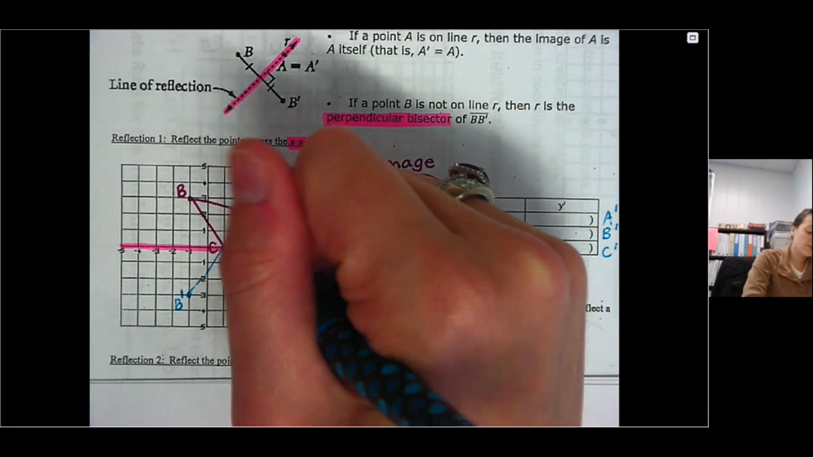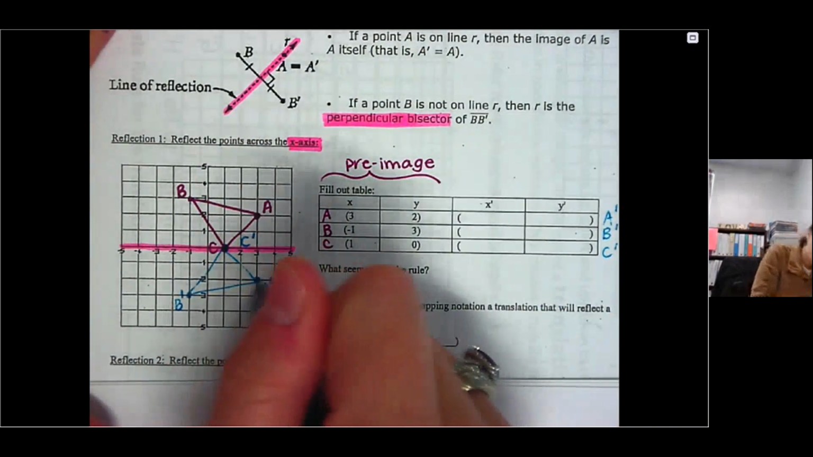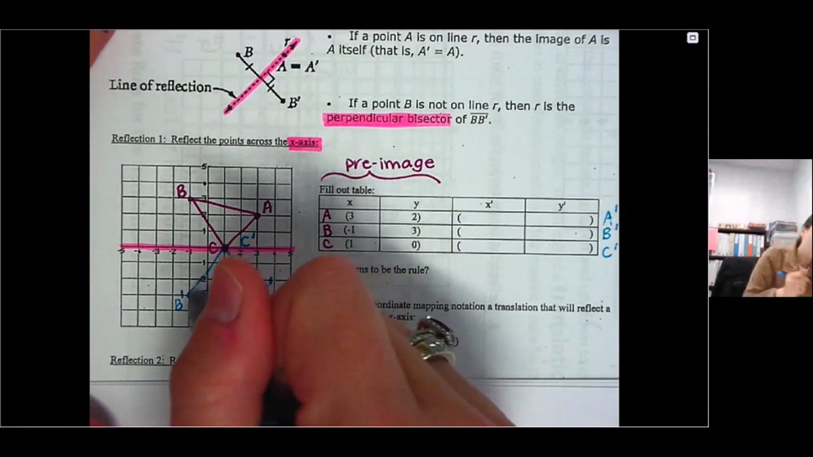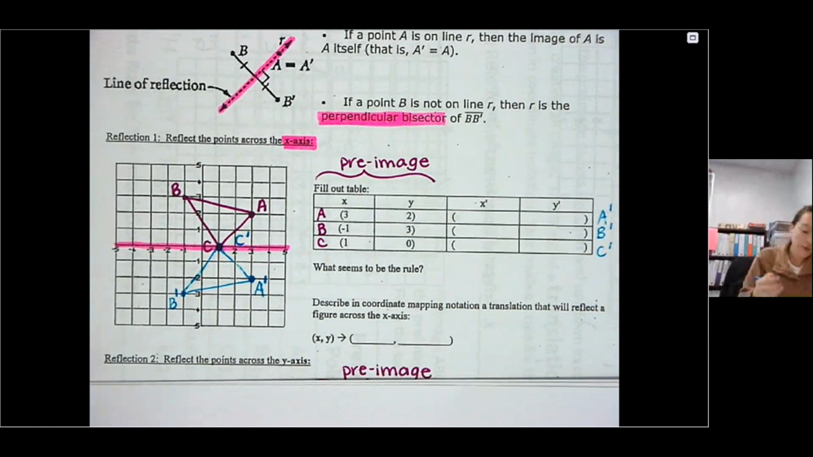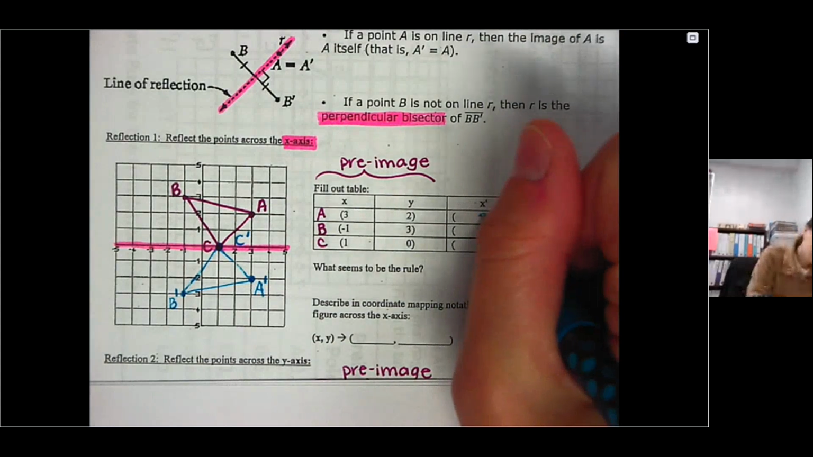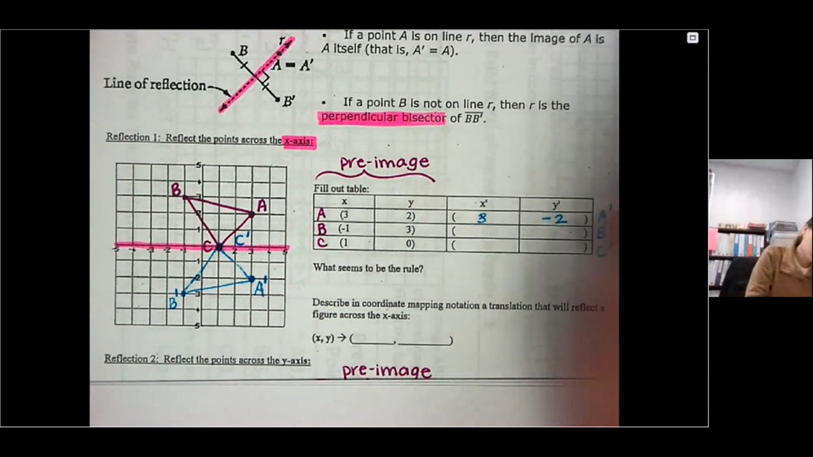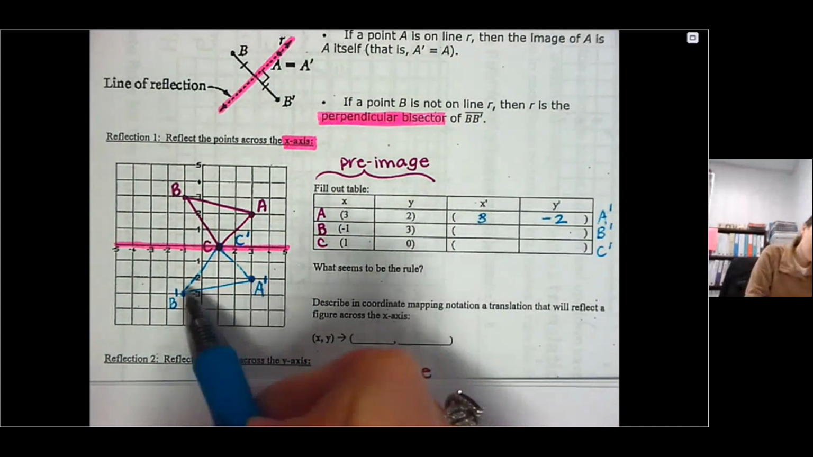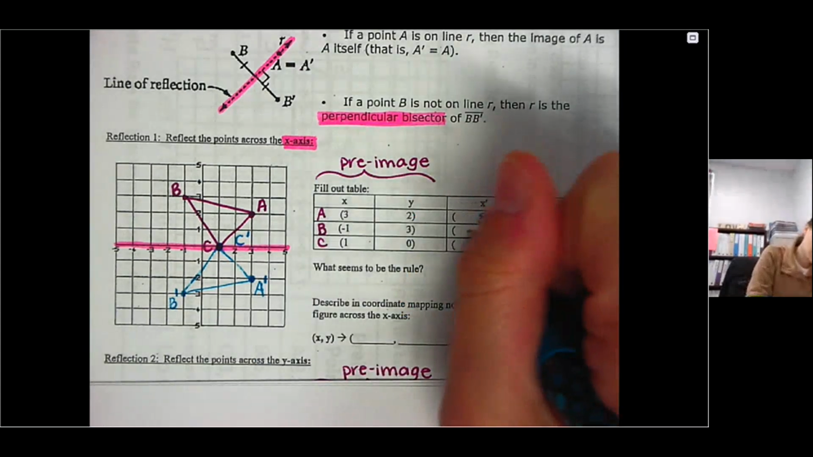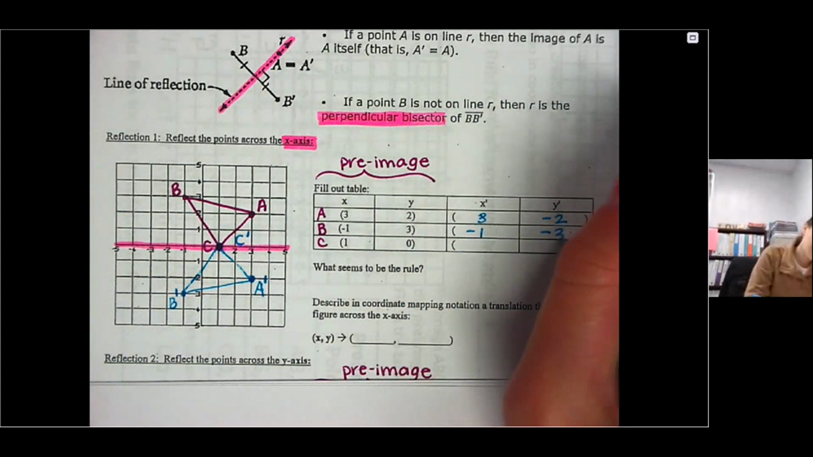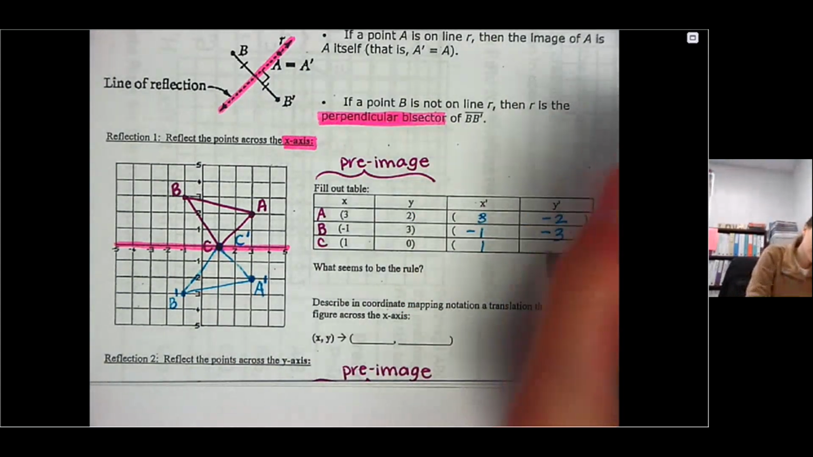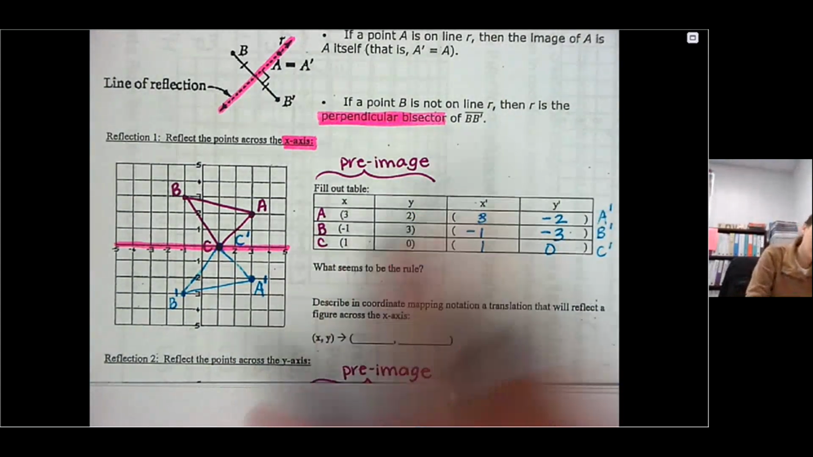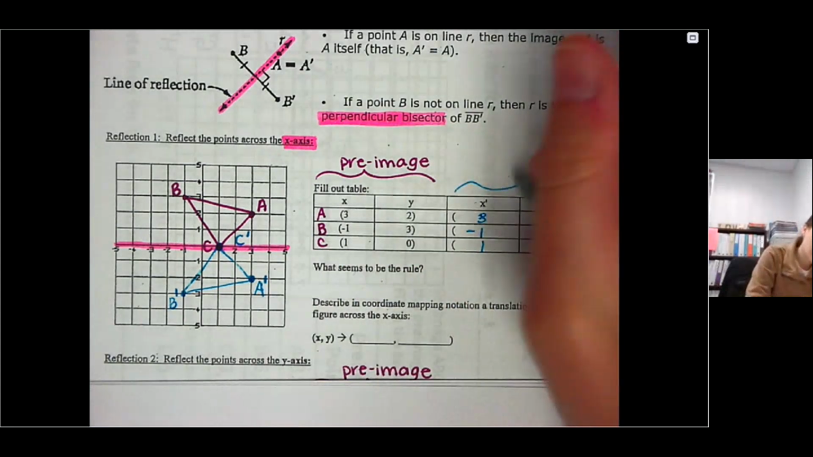So what we've just done is a reflection. We've flipped our graph, flipped our picture. The coordinates of A prime are 3, -2. That's this one right here. B prime is -1, -3. And C prime is staying exactly the same. It's 1, 0. So this was my pre-image, and this piece over here is called my image.